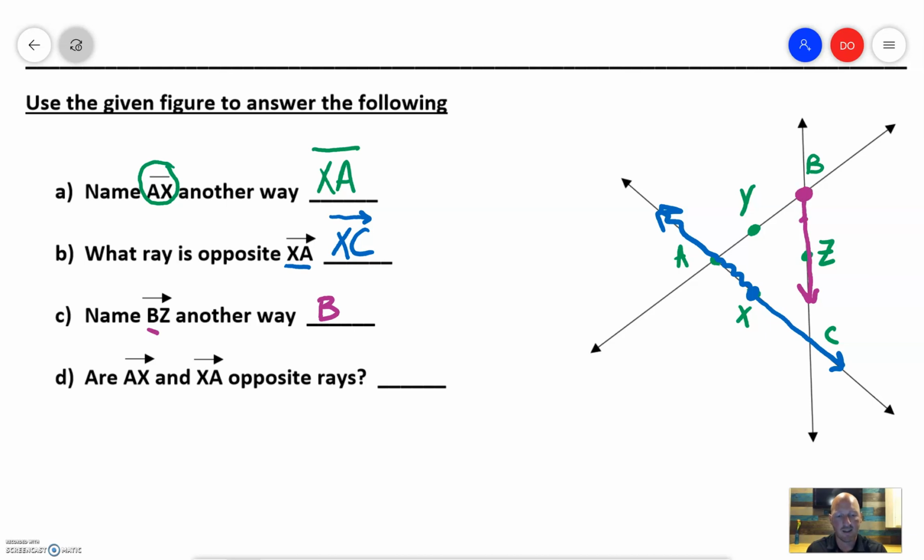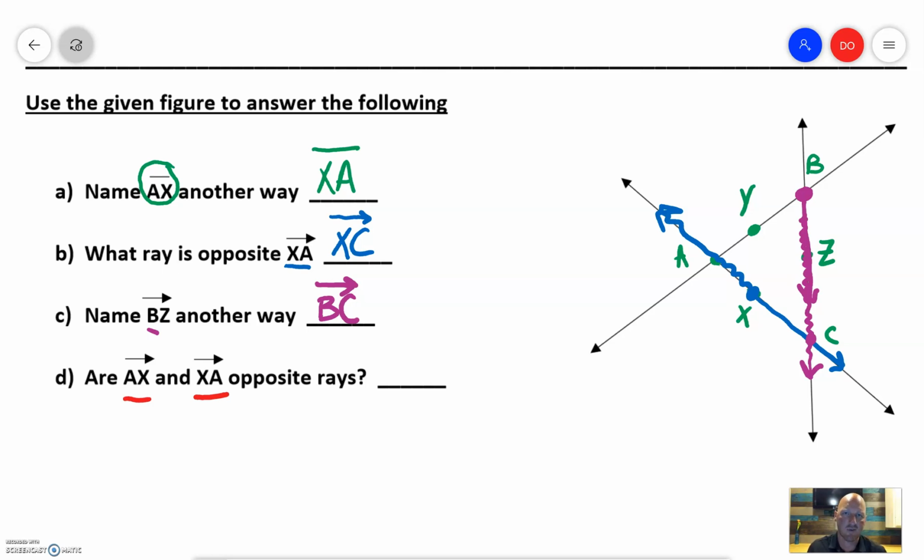But if you keep traveling along ray BZ, notice how eventually you go through point C. That brings the second point that you could use to name your ray. So you could name ray BZ as ray BC, as long as we use the ray symbol over top of it. And then last question talks about, are these 2 rays opposite?